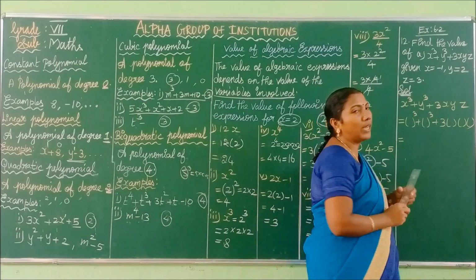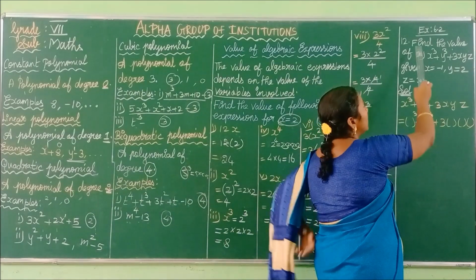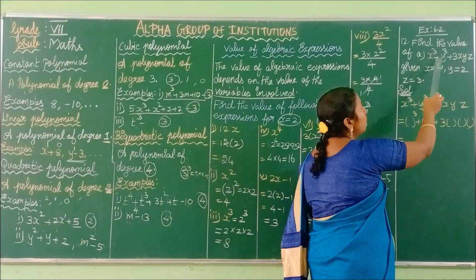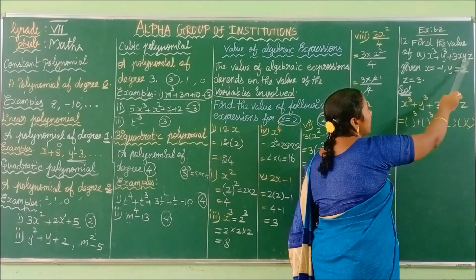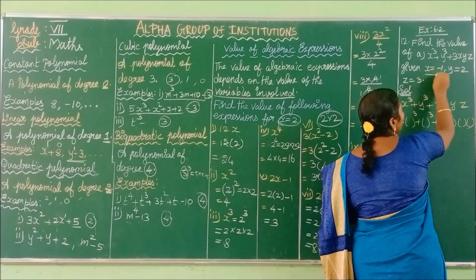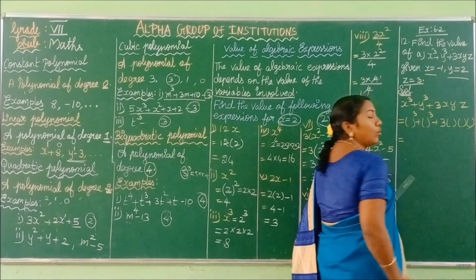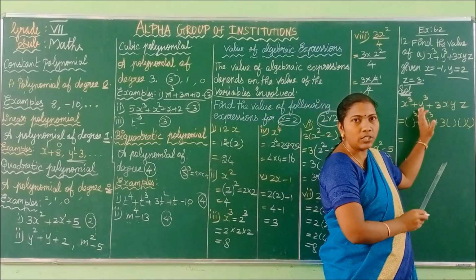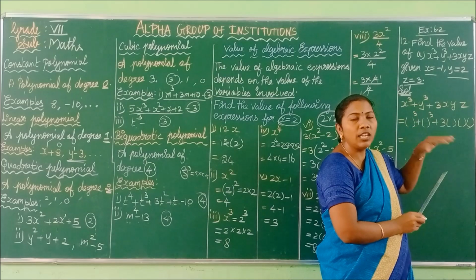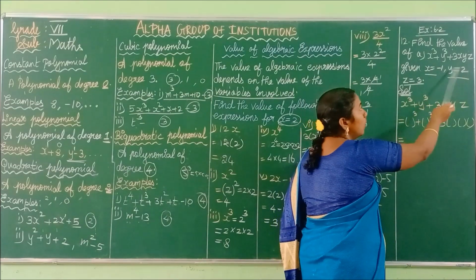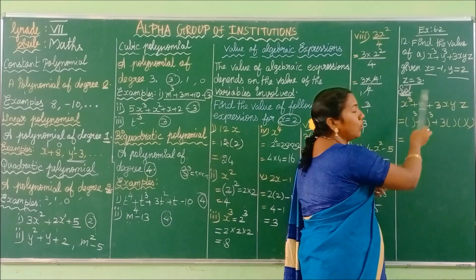This is the problem from exercise 6.2. 12th sum. Find the values of, read the subdivision A: x cube plus y cube plus 3xyz. Given x equal to minus 1, y equal to 2, z equal to 3. Listen carefully, children. You have to find the value of this expression by substituting the given values. What are the given values? x equal to minus 1, y equal to 2, z equal to 3.